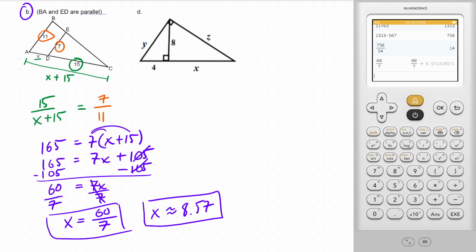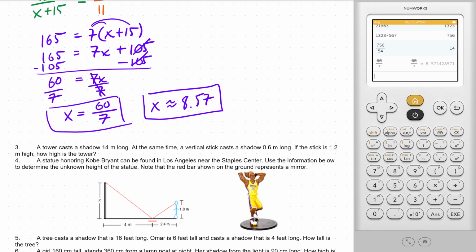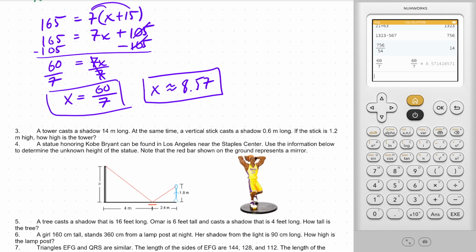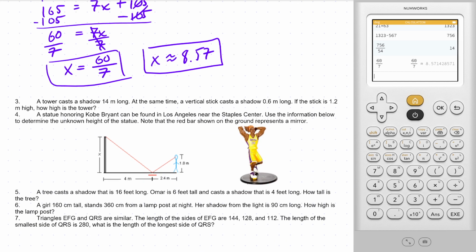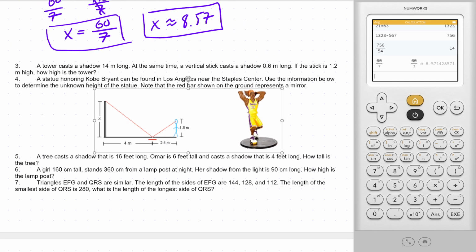So I'll go ahead and leave that one there, and I'll leave part D to you. Okay, so now let's do some application problems. First off, number 3, that's a pretty straightforward one.